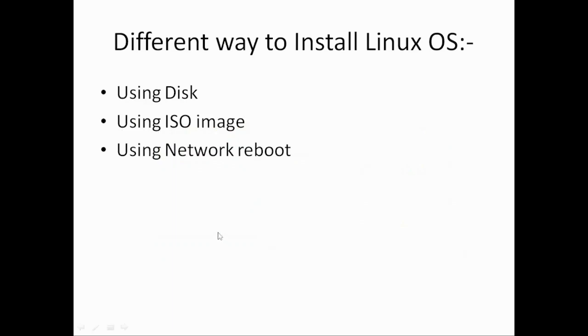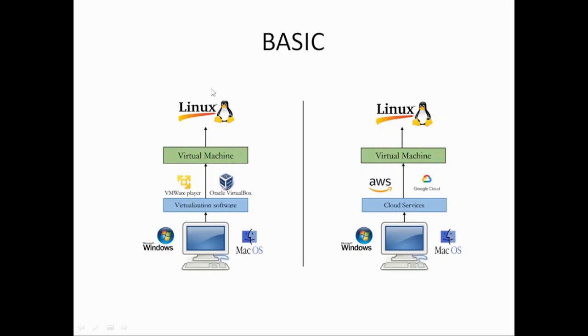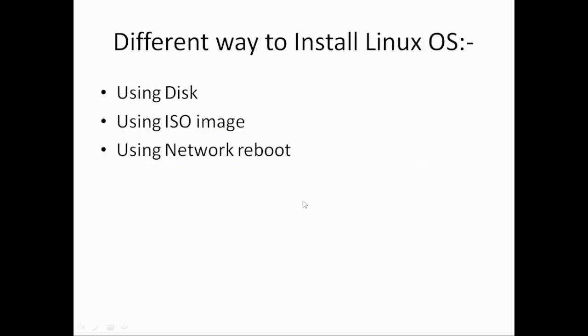Now let's see the different ways to install the operating system. We can install the operating system in two ways. First, using disks. We can use a CD or DVD, do a system reboot, and the Linux process will start and finish. Second is using an ISO image.